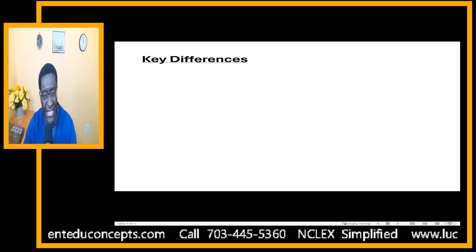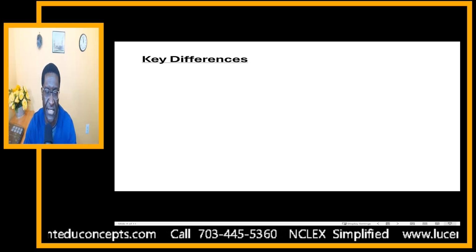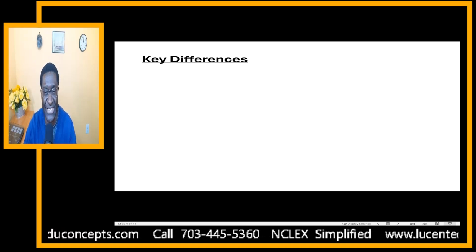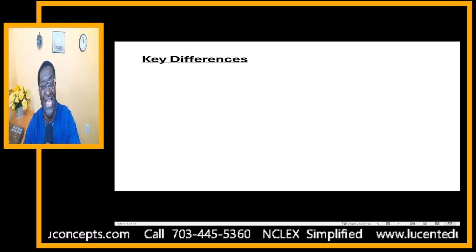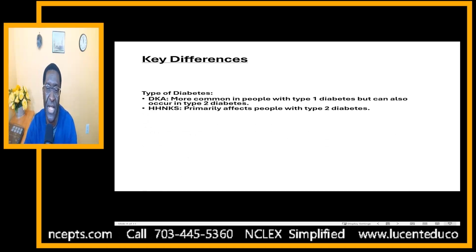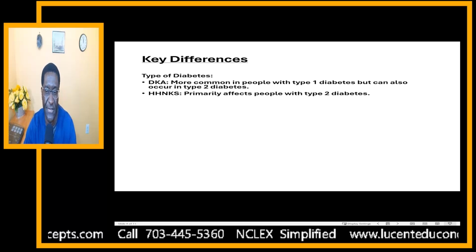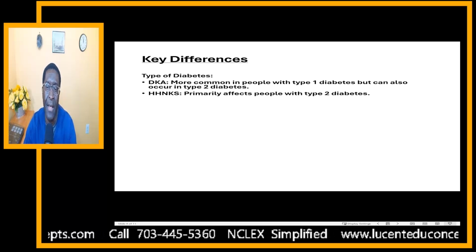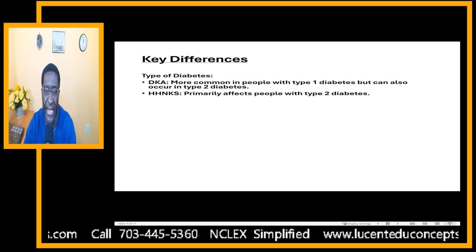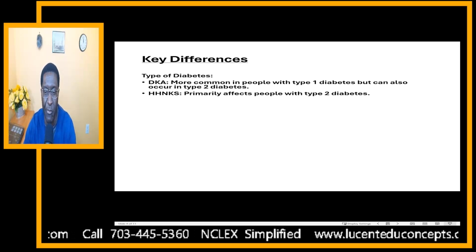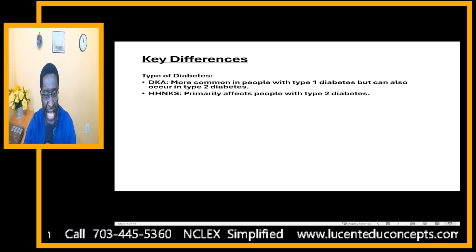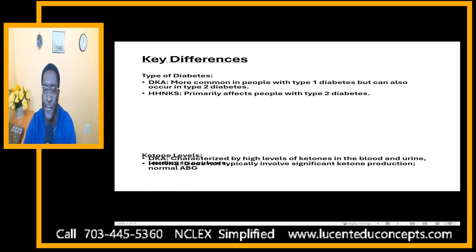To make things easy, let's look at the key differences between DKA and HHS. Whether I say HHNKS or HHS, it's all the same. Nothing changes. So let's look at types of diabetes. DKA is more common in people with type 1 diabetes, but can also occur in type 2 diabetes. We have it more with type 1. HHNKS primarily affects people with type 2 diabetes. So that is stated clearly.